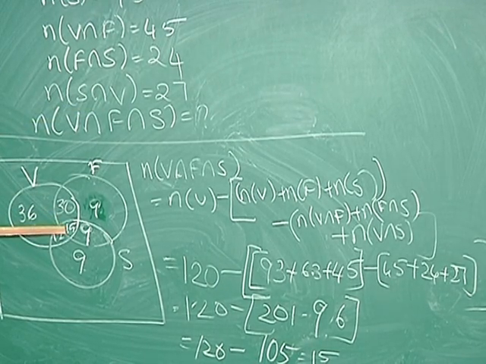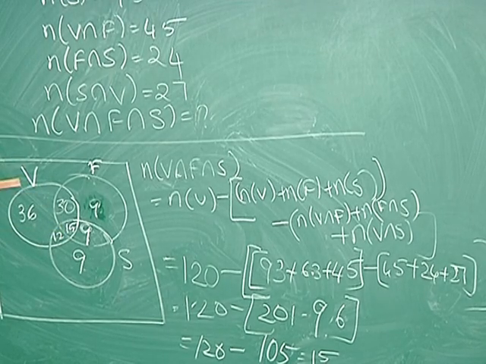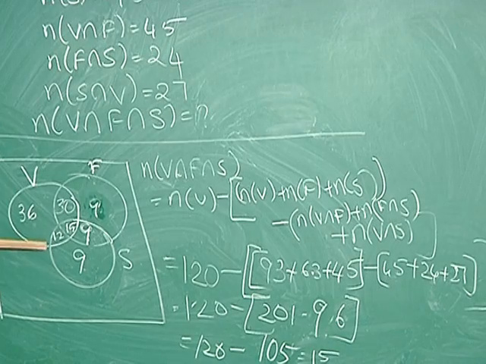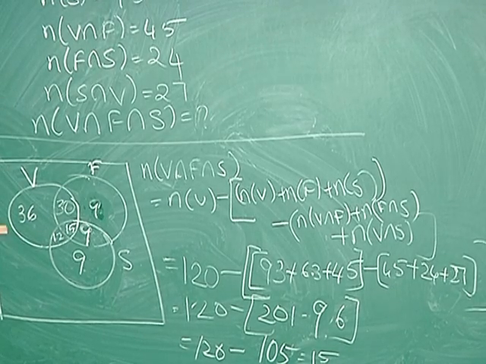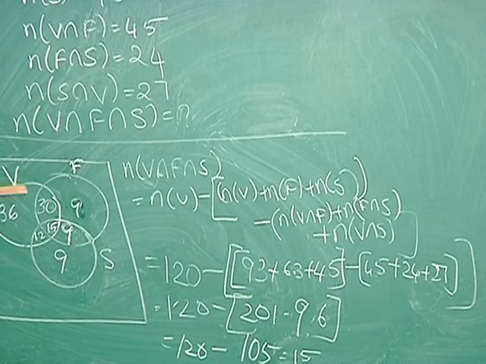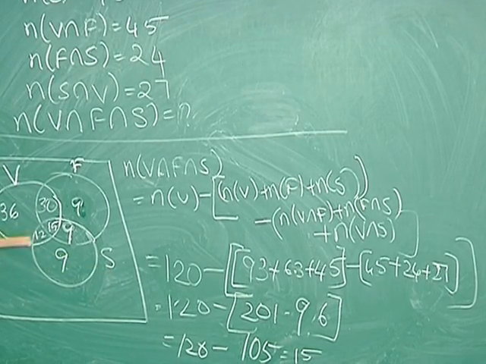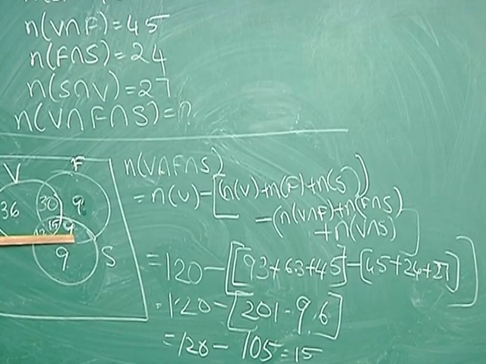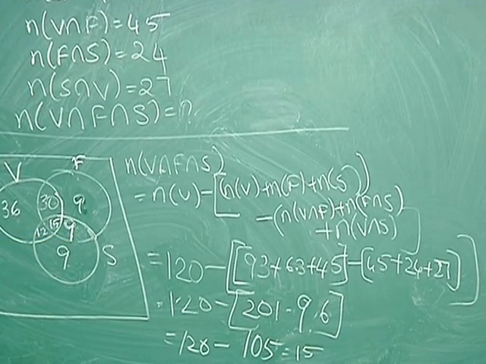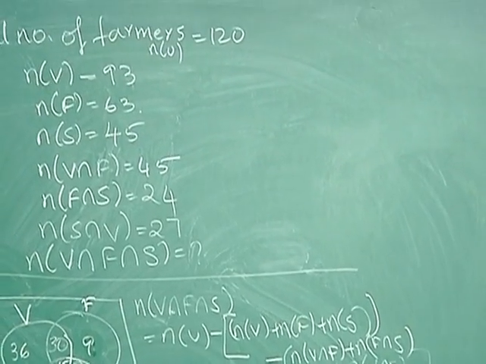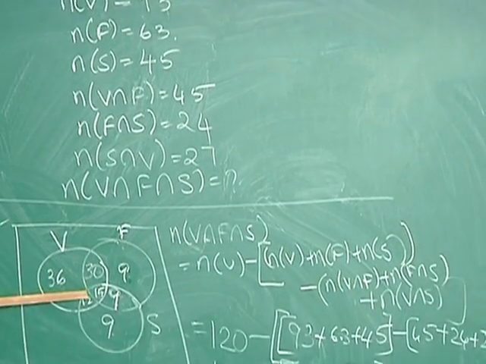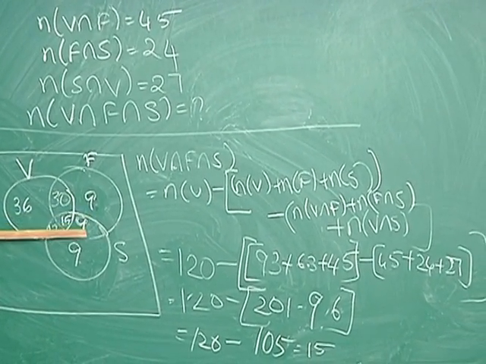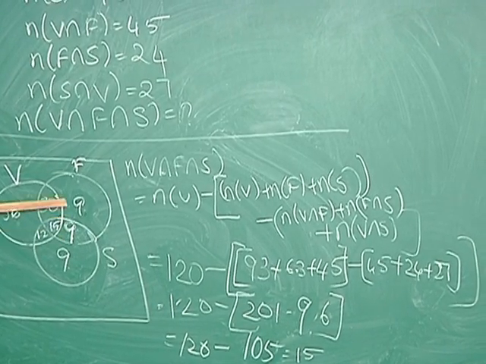12 plus 15, 27. If you want to know how many grow only vegetables, add all the three and subtract it from 93. 30 plus 15, 45, 45 plus 12, 57. So 93 minus 57 is 36. Same way for sugarcane, 12 plus 15, 27, 27 plus 9, 36. So 45 minus 36 is 9. Same way for flowers, 30 plus 15, 45, 45 plus 9, 54. So 63 minus 54 is 9.